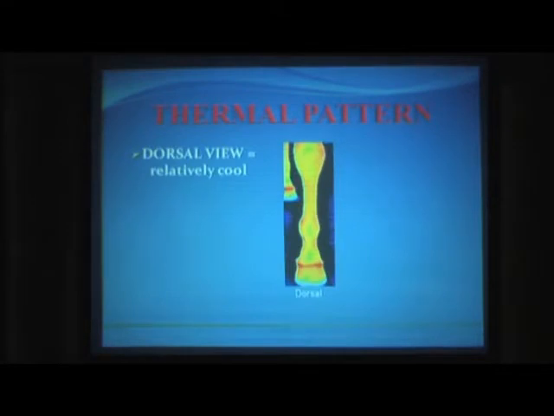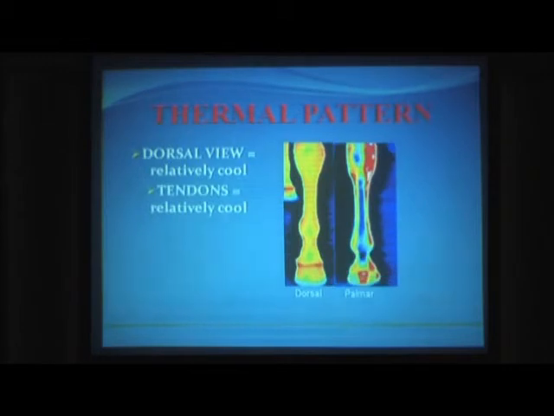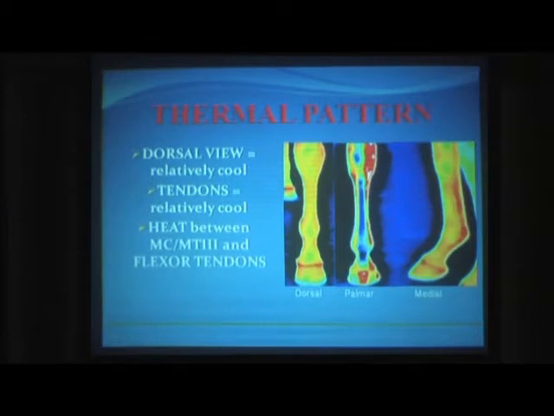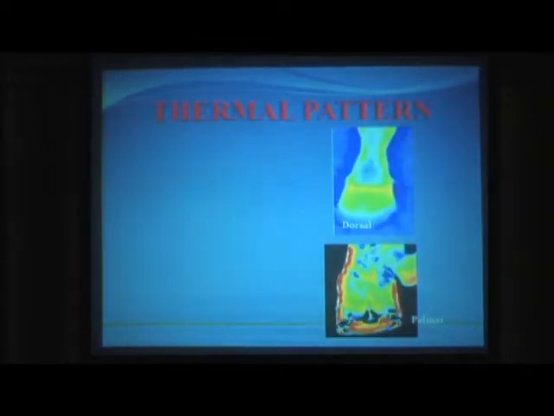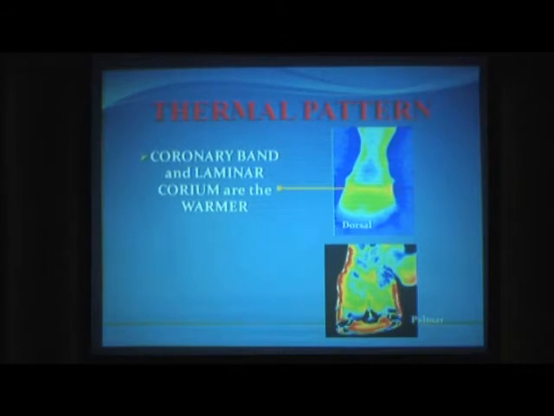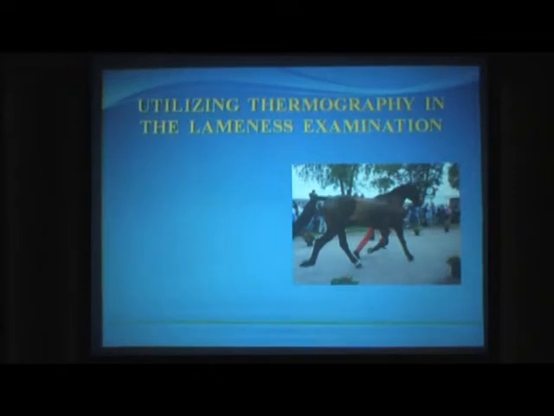Other thermal patterns: the dorsal view, or the front view, of the leg will also be cooler. Tendons will be relatively cool. This is the back of the front leg, and that blue area is basically how these tendons run. So they tend to be a lot cooler. The heat between the metacarpal and metatarsal 3 bones and the flexor tendons is basically the blood vessels running there. Coronary band and laminar corium are warmer. Right around the coronary band is usually a bit warmer than other areas. Between the bulbs of the heel is warmer. That's where the blood supply is, so you tend to see a little more warmth there.